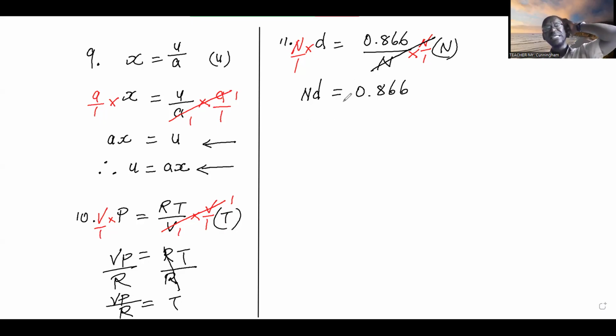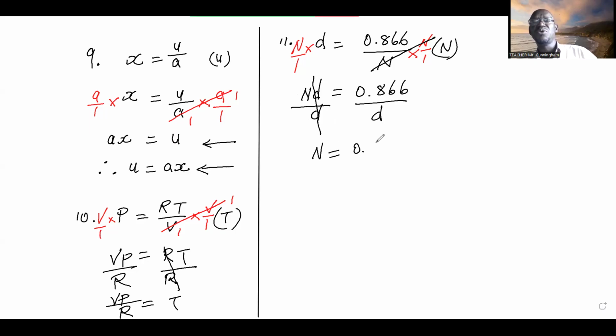Now I have ND equal to 0.866, but I'm finding for N. This is N times D. So I have to divide by D because I'm finding for N and D is close to N. It's N times D, so I have to divide. Whatever I do on one side, I do on the next. So N is equal to 0.866 divided by D. Any questions?